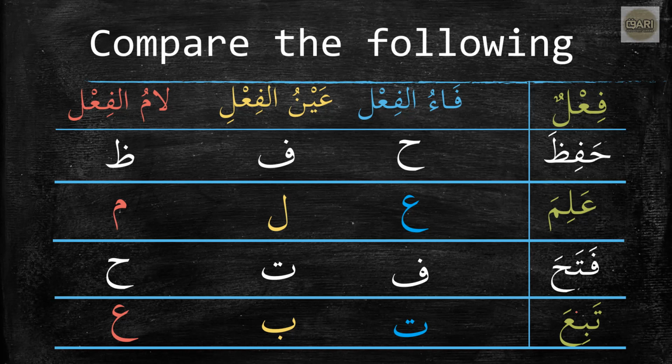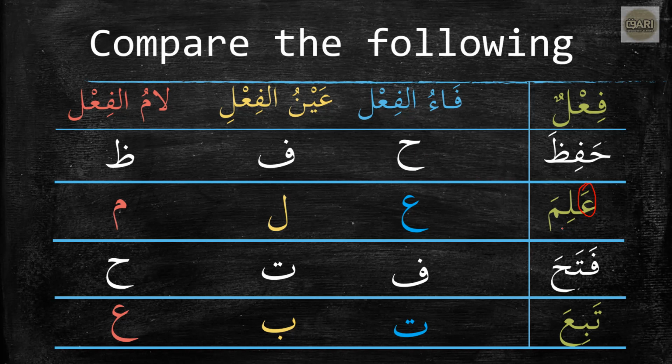So we've done hafidha already. So we're going to come to our second word, alima. What is the fa'ul fi'l of alima? Remember, fa is the first letter. Fa first. The first letter of alima is ain. And so in the word alima, ain is the fa'ul fi'l.